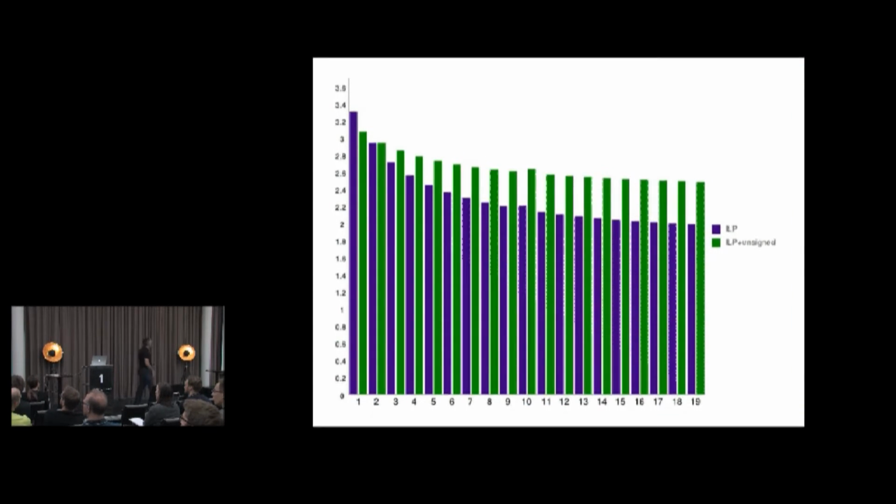Significantly. So this plot shows ILP, our ILP version. It's not the initial baseline. The baseline is at 1. And we have the ILP in this nice violet color, and we have ILP plus unsigned in green. So we see that the advantage of ILP plus unsigned gets better with the number of digits. Why do you think so? Why does this gap increase with the size of the number?